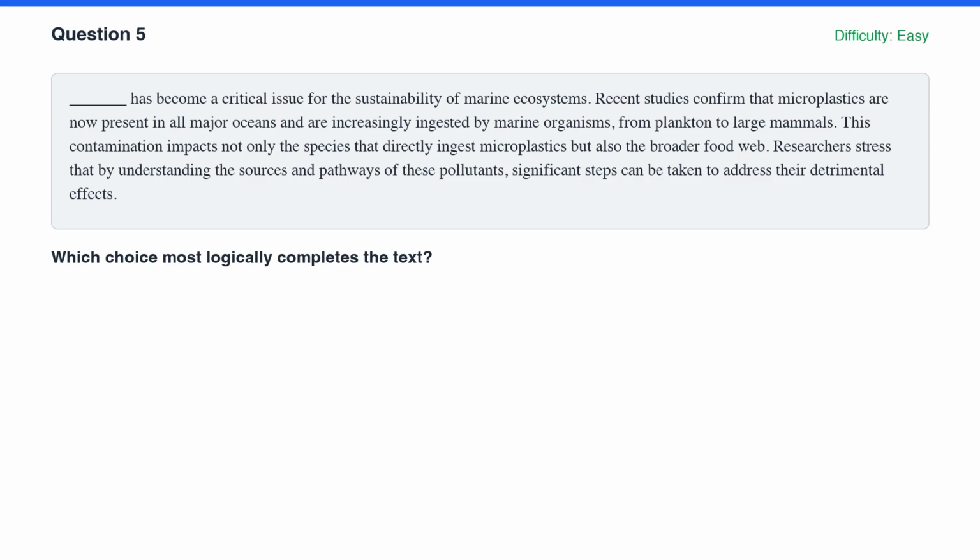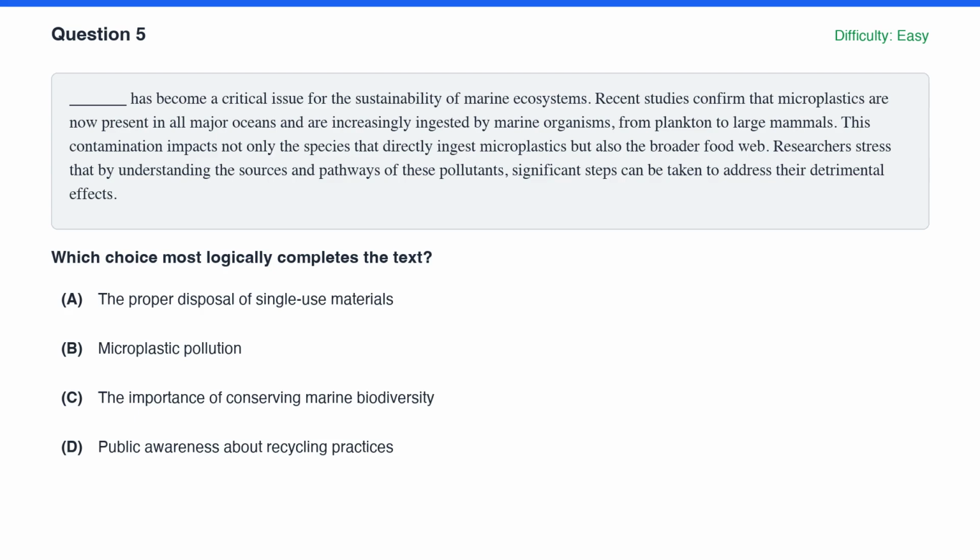This passage is titled The Impact of Microplastic Pollution on Marine Ecosystems. The passage describes a critical issue for the sustainability of marine ecosystems, then explains that microplastics are now found in all major oceans and are ingested by organisms from plankton to large mammals. We need the choice that most logically completes the opening sentence.